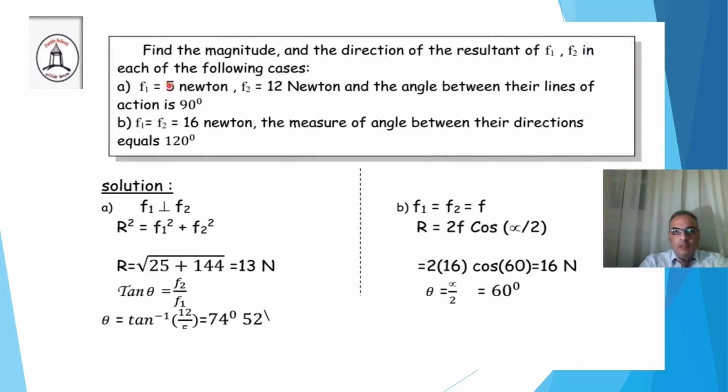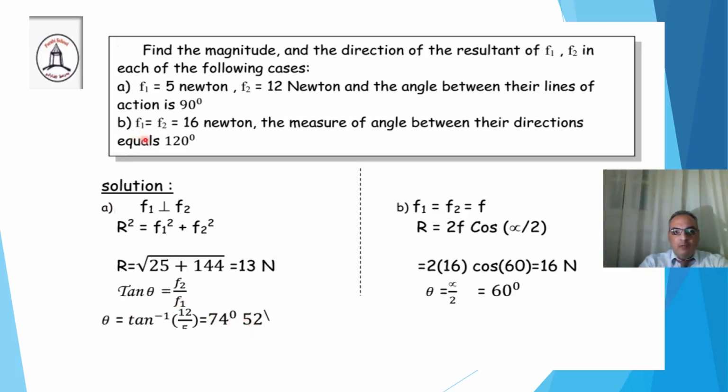For example, find the magnitude and direction of the resultant of F1 and F2 in each of the following. A: F1 is 5 Newton, F2 is 12 Newton, and the angle between their lines of action is 90. So F1 and F2 are perpendicular, so R square equals F1 square plus F2 square. By substituting, 5 power 2 is 25, 12 power 2 is 144. By taking the square root, the result will be 13. Tan theta equals F2 over F1; by shift tan, the result will be 74 degrees 52 minutes.